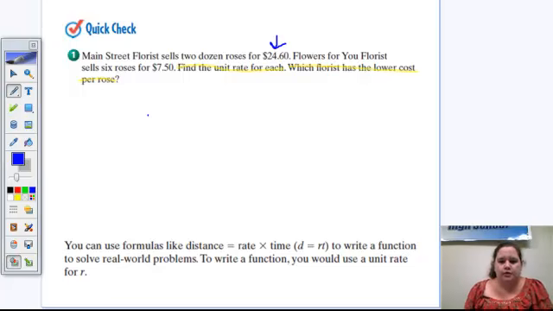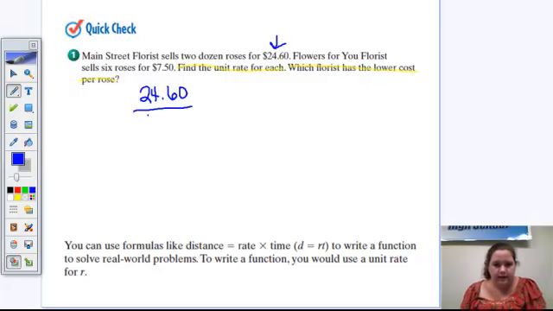Okay, so you take your $24.60, and you're going to divide that by 2 dozen. Now, 1 dozen is 12, so 2 dozen is what? 24. Again, Danae, what was 1 dozen?